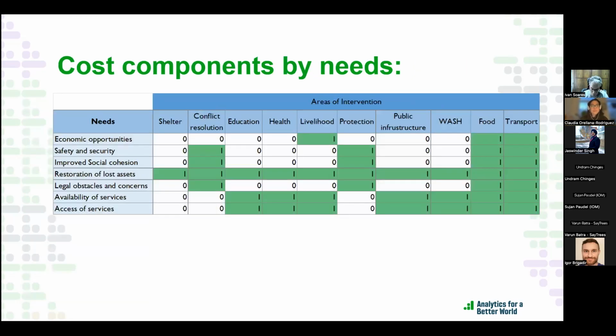And these are the cost components that were required for each area of intervention. In the first column, the requirements were economic opportunities, safety and security, and improved social cohesion, and corresponding to those, the areas of intervention were shelter, conflict resolution, etc. If economic opportunities are required, then livelihood is prioritized, which is given 1, and others were regarded as not required, marked 0. Basically, these are the criteria provided by the durable solutions working group.